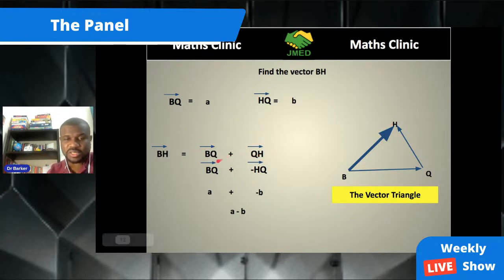But the problem with the route is we know BQ because the information is given exactly like that. QH, though, is not the same. You see that? That says HQ. So that's why we know which one to switch. It's a little thing to get into our head, but we'll be fine, I guarantee.